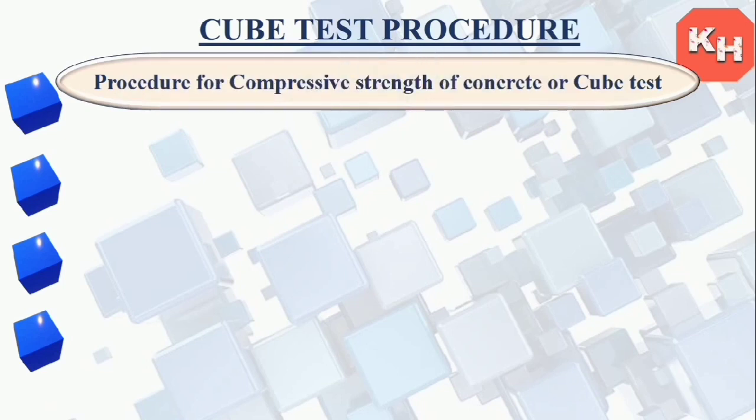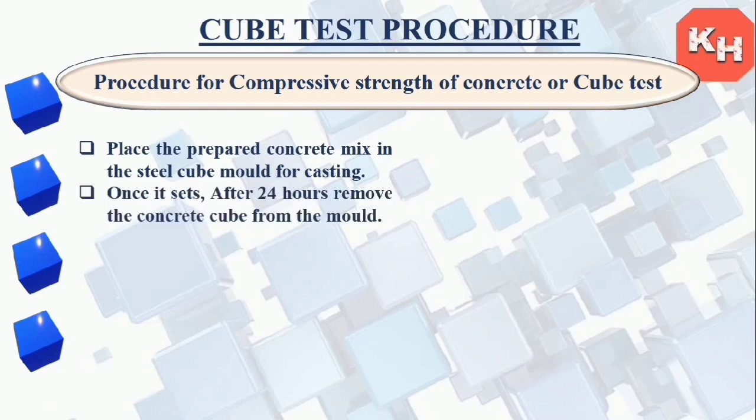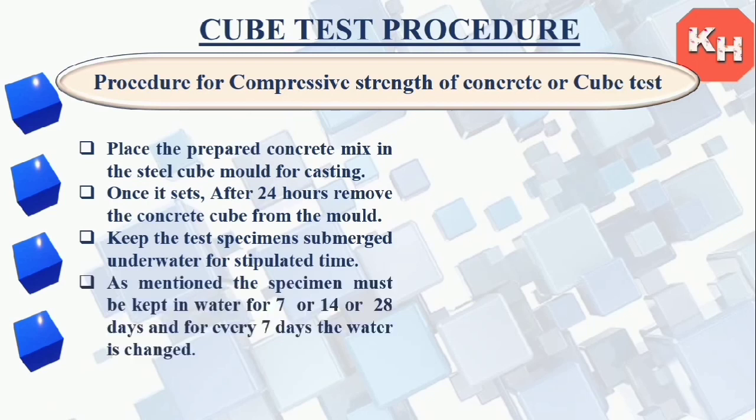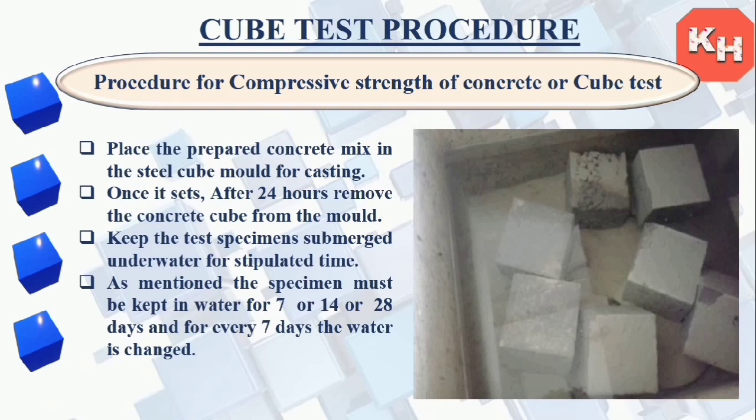Procedure for compressive strength of concrete or cube test. Now next, place the prepared concrete mix in the steel cube mold for casting. Once it sets after 24 hours, remove the concrete cube from the mold. Keep the test specimen submerged underwater for the stipulated time. It is for curing purpose. As mentioned, the specimen must be kept in water for 7 or 14 or 28 days, and for every 7 days the water is changed. In this side picture we can see how the cubes are placed in a water tank for curing purpose.